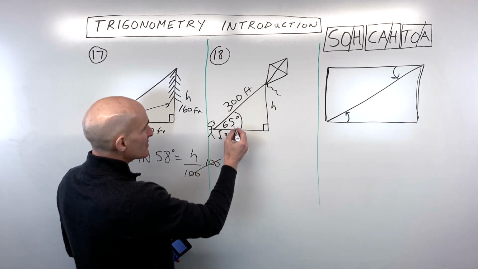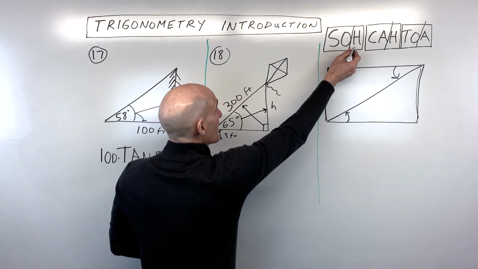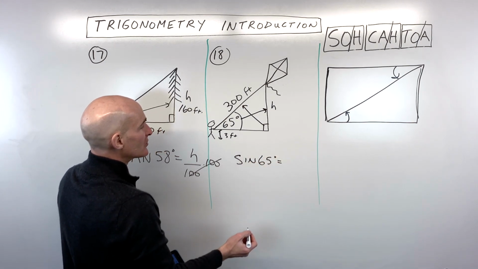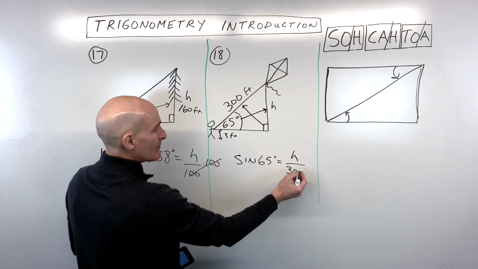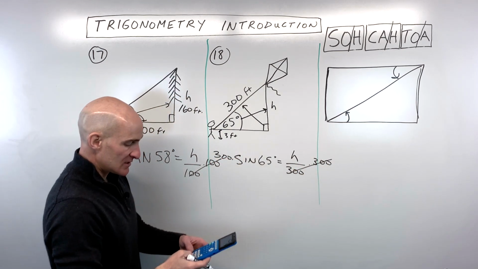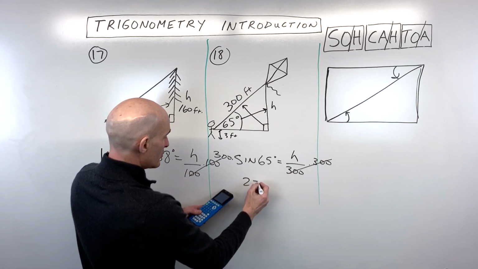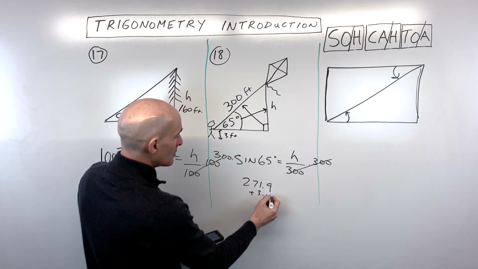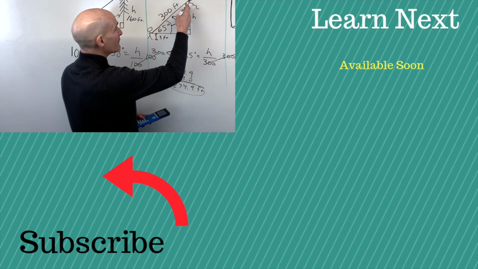If I was going to do it, I would see that I have the opposite side and the hypotenuse. That tells me opposite and hypotenuse, that's the sine. So the sine of 65 degrees is equal to the opposite over the hypotenuse. Then instead of dividing by 300, we're going to multiply both sides by 300. Let's see what that comes out to on the calculator. 300 sine of 65 looks like it's 271.9. If we want to add the 3 feet on here, that's going to be about 274.9, or about 275 feet above the ground.